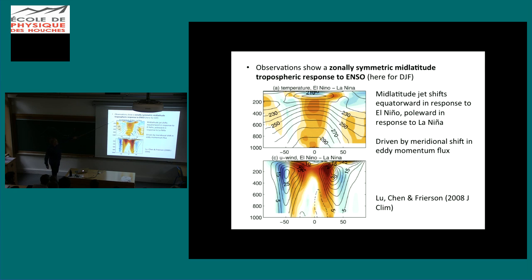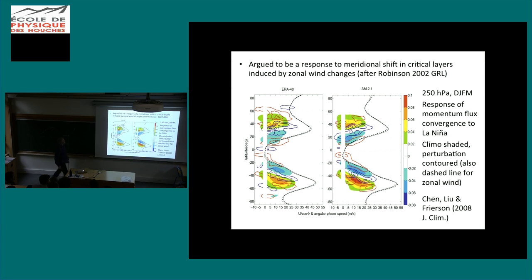So this is the temperature, in observations, I'm sure. I haven't said it, but it must be. El Nino minus La Nina. So of course you get warming of the tropics, as you expect, but you get cooling of the mid-latitudes. And if you look at the winds, it turns out that there's an equatorward shift of the winds. If you diagnose this, you find that it's driven by a meridional shift in eddy momentum flux.